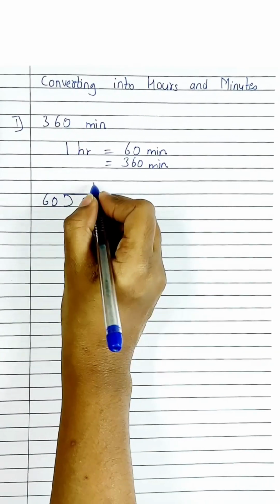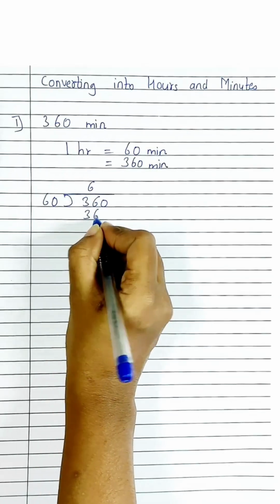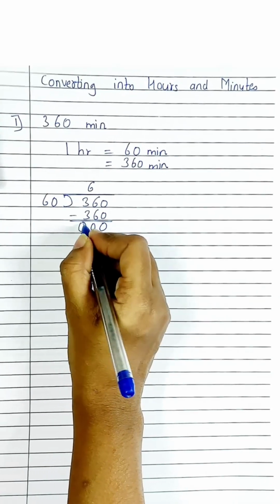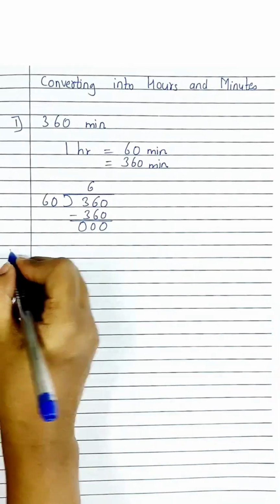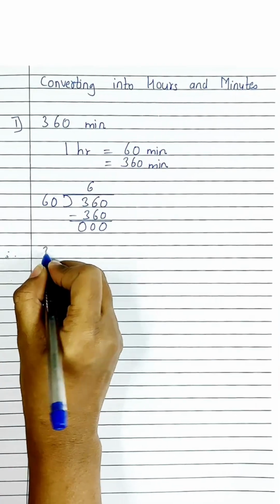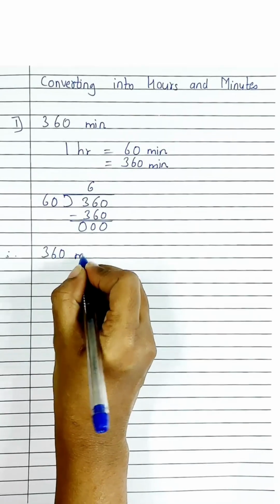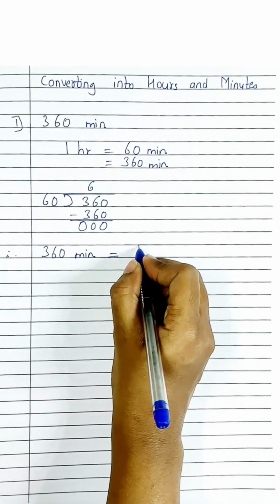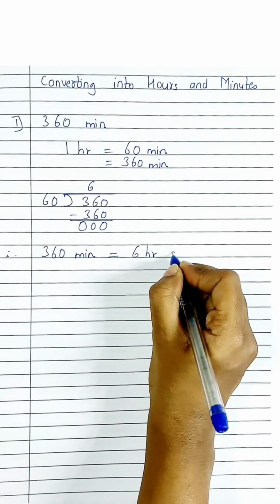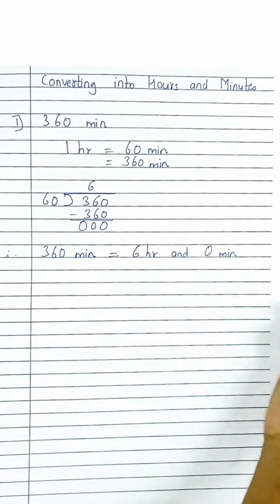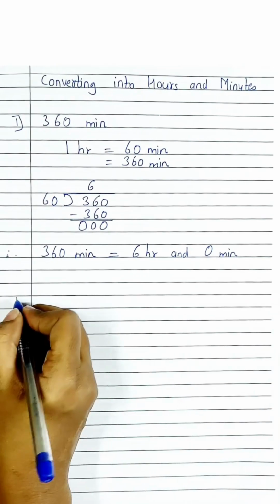So 60 6s are 360. So what is your answer? 0. So therefore your answer is 360 minutes. If you convert into hours, it says that it has 6 hours and 0 minutes. Okay, let us do second sum.